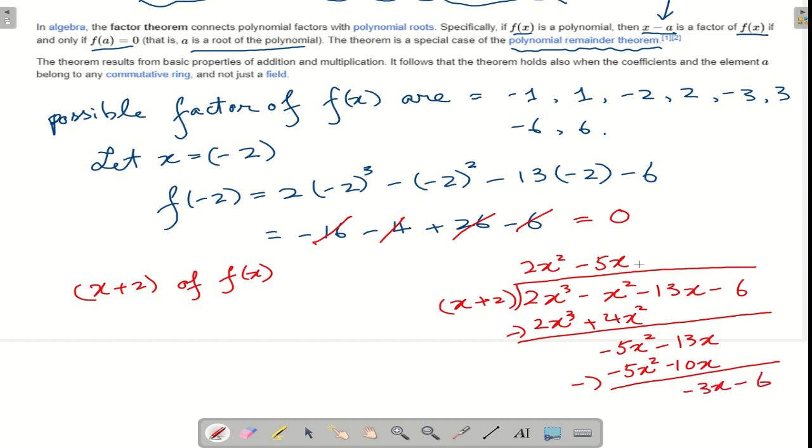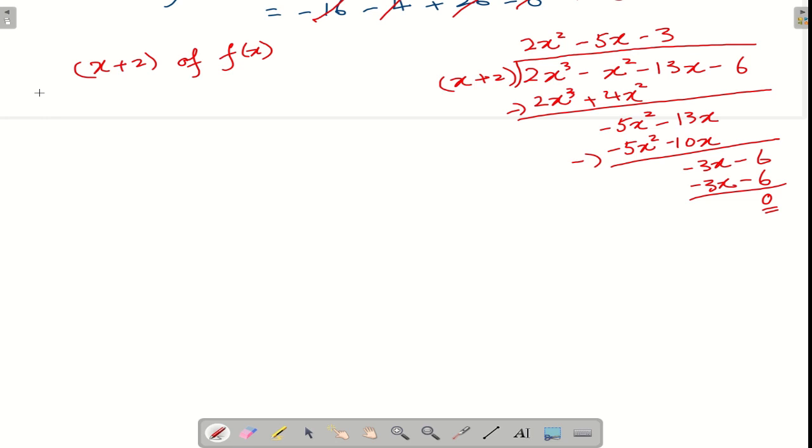And in here we got minus 3. So minus 3 times x is minus 3x. Minus 3 times 2 is minus 6. So the remainder is 0. From here we have f(x) is equal to x plus 2 multiplied by 2x squared minus 5x minus 3. And we also factorize this as well.